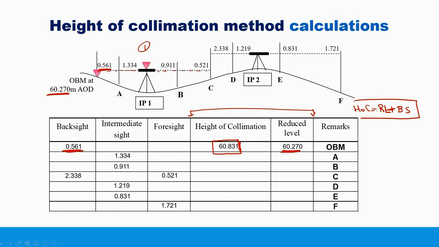for station A. Now from this height of collimation, we are going to take away this reading from here to here to get the ground reduced level. From the same height of collimation, we are going to take away this reading, which is 0.911, to get the reduced level of B. From the same height of collimation, we are going to take away this reading from here to here, which is 0.521, to get the reduced level of C. Okay?